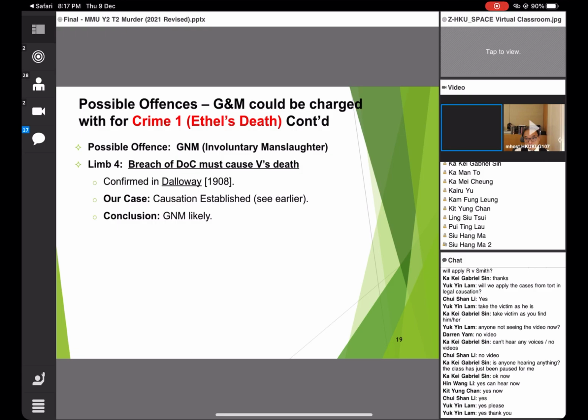And in the exam you say causation was established, see earlier, because you have already done that. We have done the causation exercise first. And with all this analysis, with all the 4 limbs, we will tend to argue that if it is manslaughter, it could possibly be gross negligence manslaughter, which is an involuntary manslaughter. All right. So this is one way of arguing it. Any question on this?